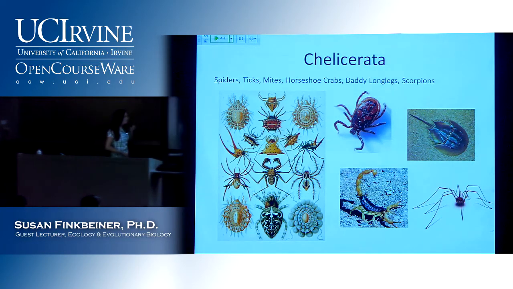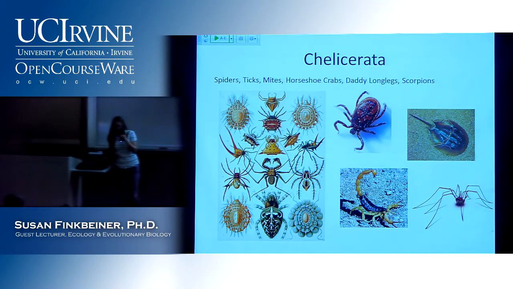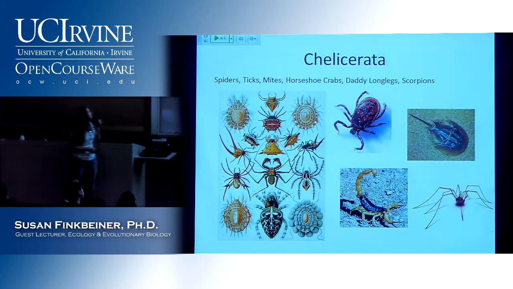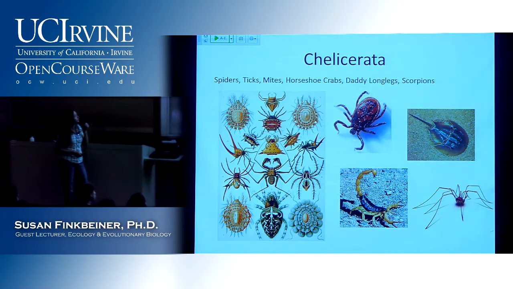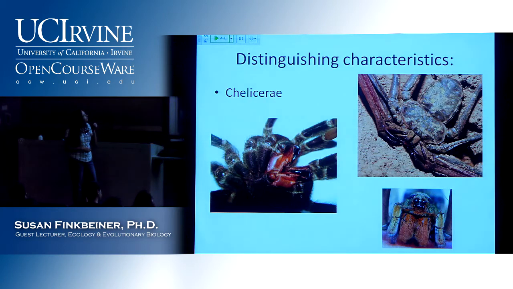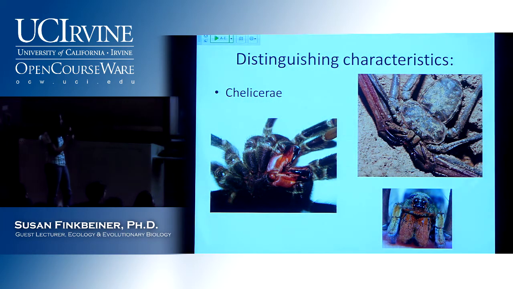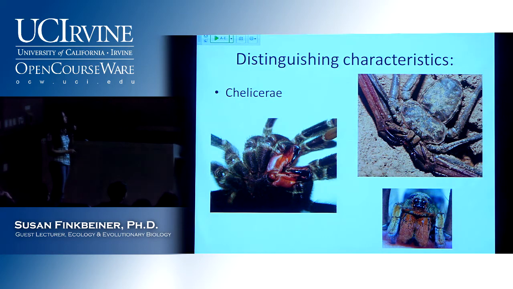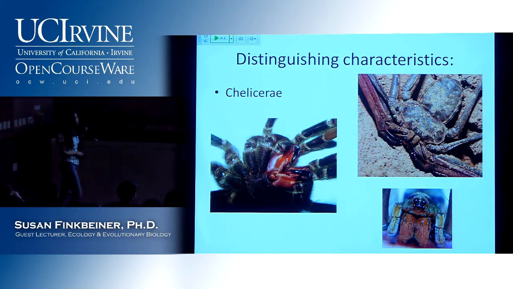So now moving on to the Chelicerates, or the Chelicerata. These are also commonly known as arachnids, and they include the spiders, the ticks, the mites, horseshoe crabs, daddy longlegs, and scorpions. Here's a horseshoe crab if you aren't too familiar with what those look like. And the major distinguishing characteristic, sorry for those of you that are arachnophobic, is chelicerae, which is a fancy word for fangs. You can see it right here. This tarantula has these beautifully defined fangs, very, very sharp.